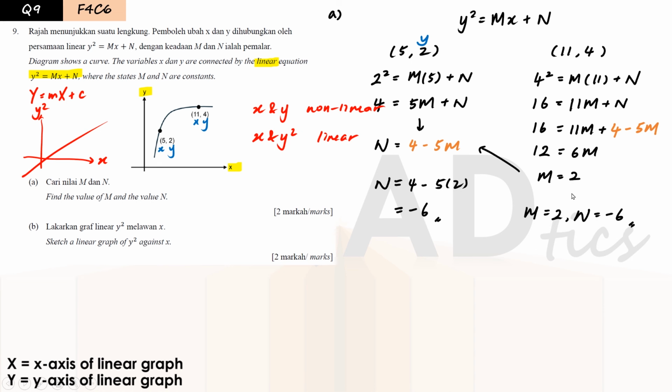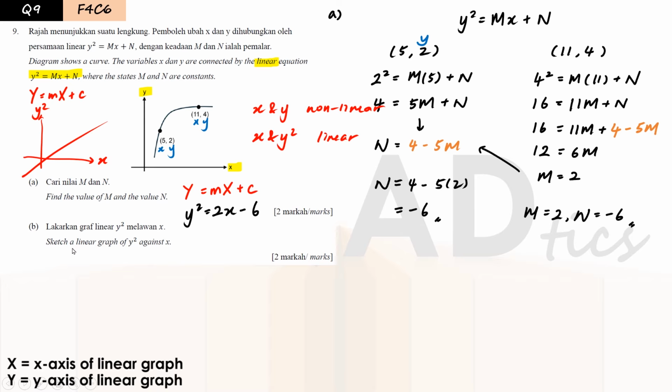Once we substitute these values back into this linear equation, it will be something like this, right? So if we compare with y equals mx plus c, our gradient would be 2 and our y-intercept would be negative 6.